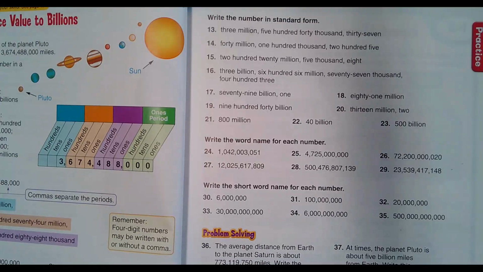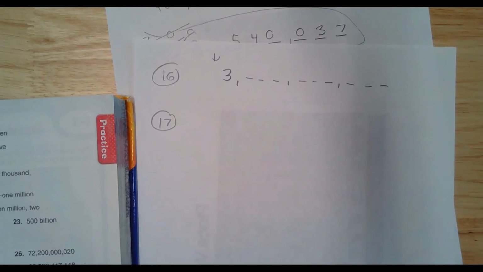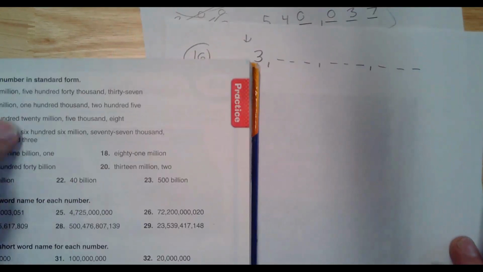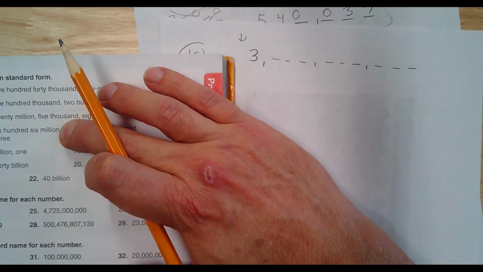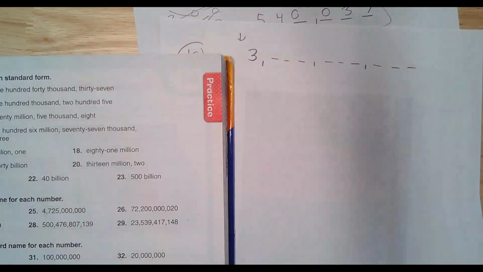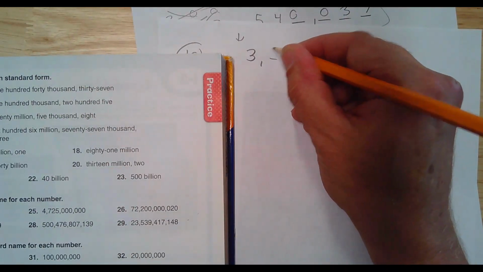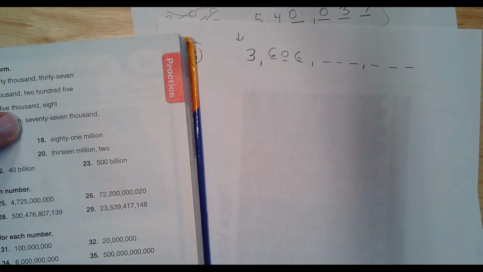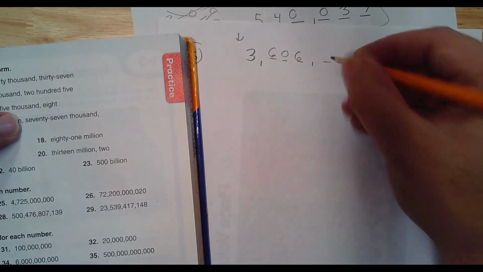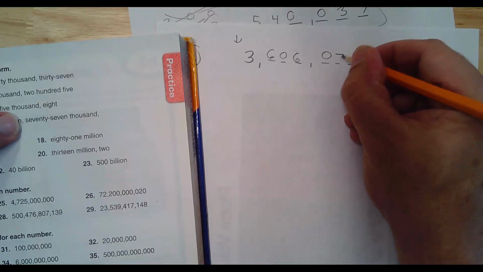Back to it. Going through a different way, now that I have the billions, I can just go down the line, and I can do this either way. 606. How do I write the number 606? 606, right? What about the thousands? 77,000. Well, there's no hundreds there. It's just the number 77.